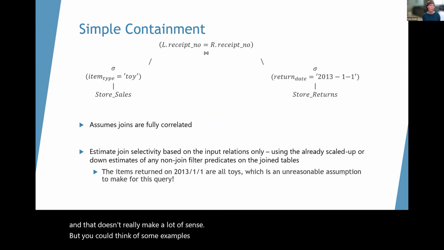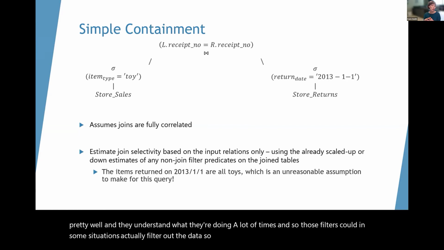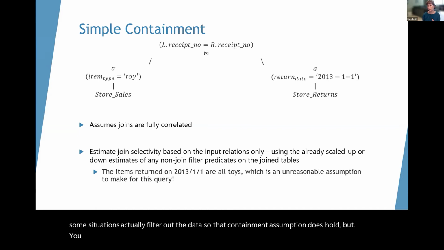And that doesn't really make a lot of sense, but you could think of some examples where it might. Users do know their data pretty well, and they understand what they're doing a lot of times. And so those filters could, in some situations, actually filter out the data so that the containment assumption does hold. In this example it doesn't make sense, but you could potentially think of examples where it would be pretty intuitive.